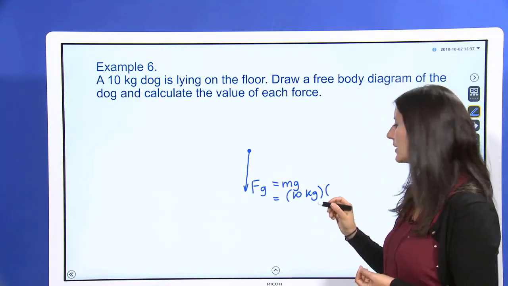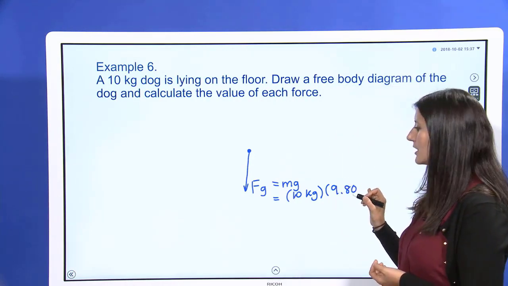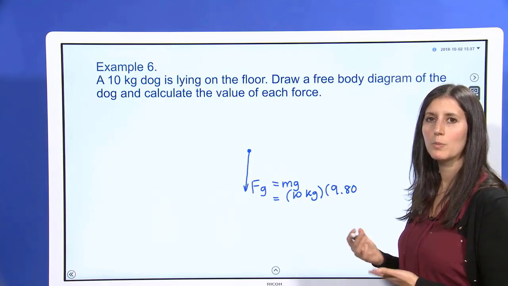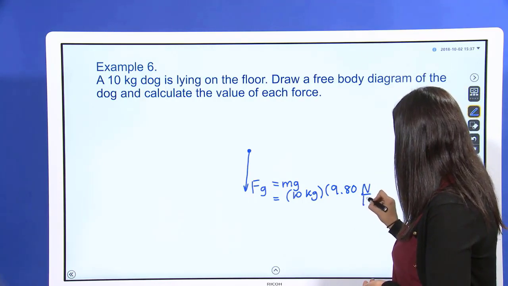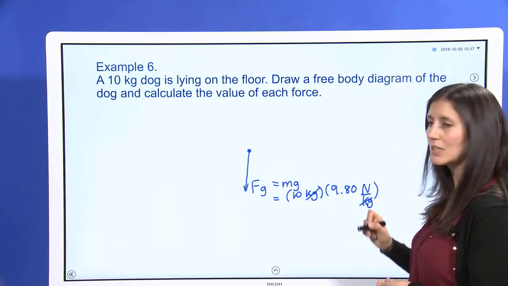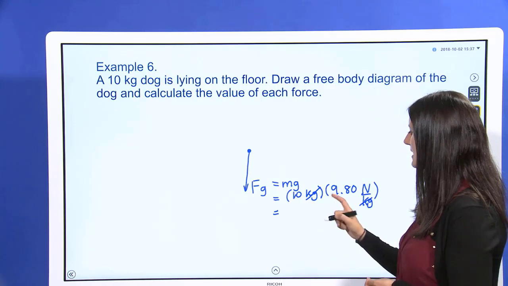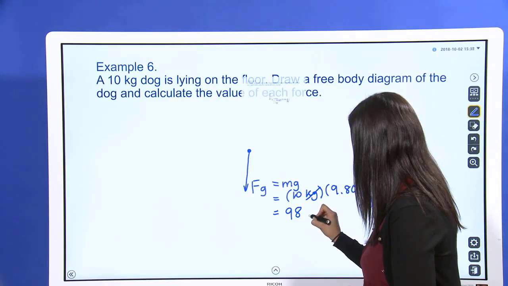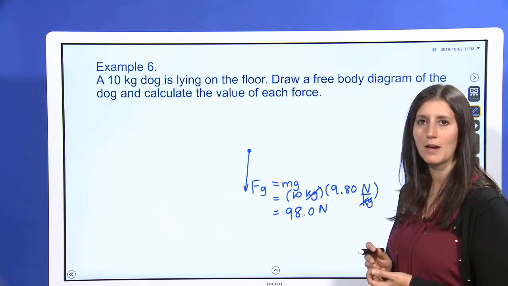And g is 9.80. The units for g can either be meters per second squared or newtons per kilogram. They're both equivalent units. I'm going to write it as newtons per kilogram because that way you can see that the kilograms cancel out and you're left with the units for force, which is newtons. So when I multiply 10 times 9.80, I get 98.0 newtons. Okay, so that's my force of gravity.